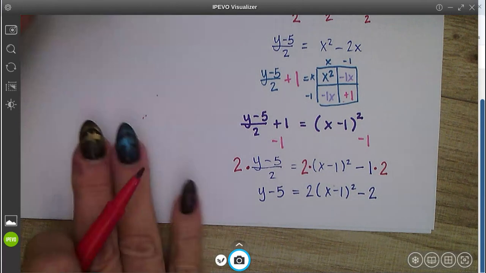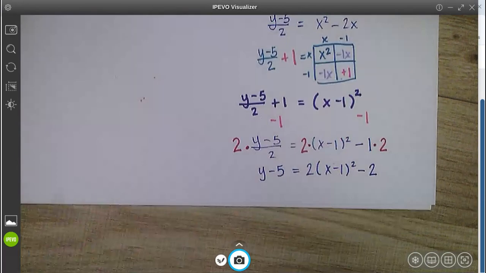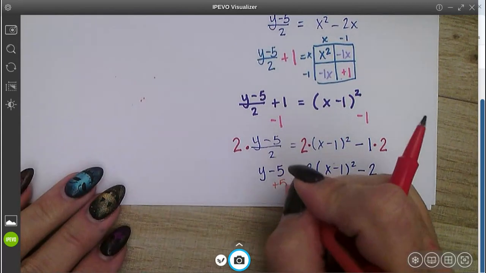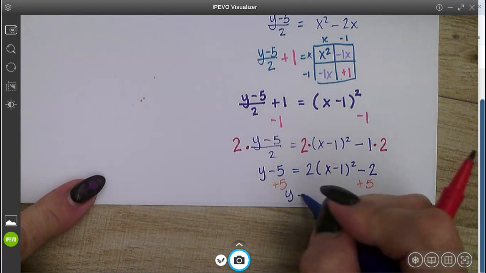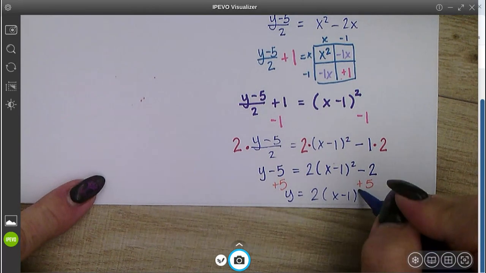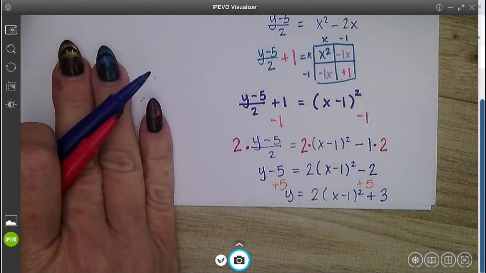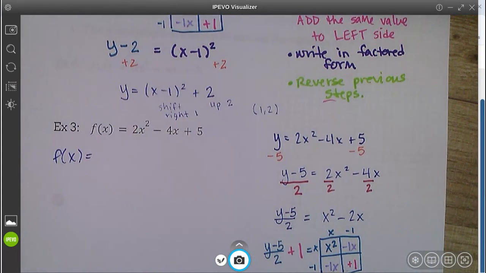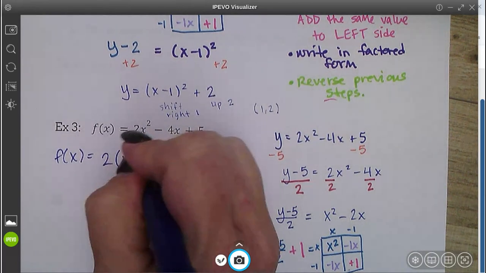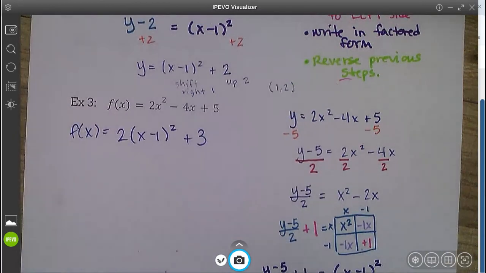And then prior to dividing both sides by 2, I had subtracted 5 from both sides. So I will undo that by adding 5 to both sides. So now I have y equals 2 times x minus 1 squared plus 3. So when I rewrite f of x, it is going to be 2 times x minus 1 squared plus 3. That is in vertex form.